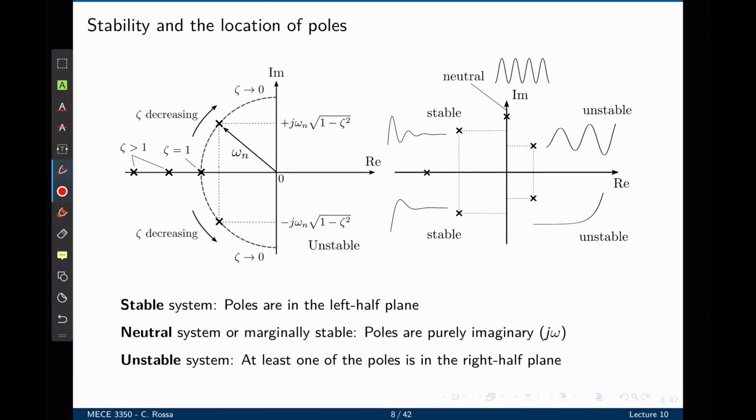Now we can link the concept of stability and the location of the poles. A stable system will have all poles on the left half plane. A neutral or marginally stable system will have poles that are purely imaginary, that is, they are placed on the imaginary axis. It doesn't matter how many poles the transfer function has, if at least a pair of poles is placed on the imaginary axis, that is sufficient to make the system oscillate indefinitely and make it marginally stable. Same goes for an unstable system. Regardless of the number of poles, if at least one pole is placed on the right side of the S-plane, the entire system is unstable.